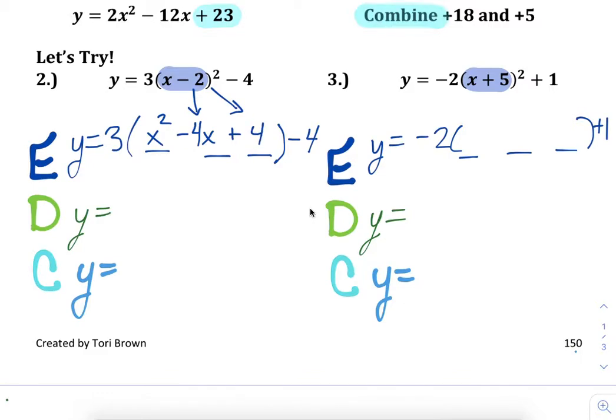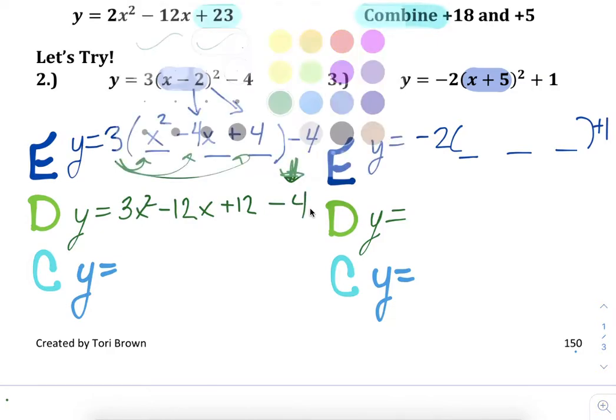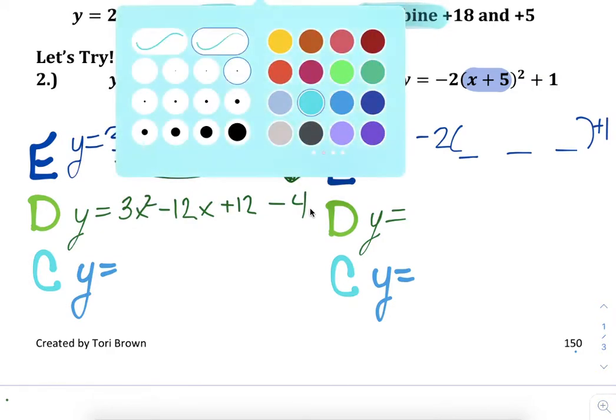Okay? The next 2 steps are usually pretty easy for people. I'm going to distribute the front number. So 3 times x squared is 3x squared. 3 times negative 4x is negative 12x. 3 times positive 4 is positive 12. And then this little guy just comes down. I'm not using that minus 4 yet. I don't use him until this very last step when I combine.